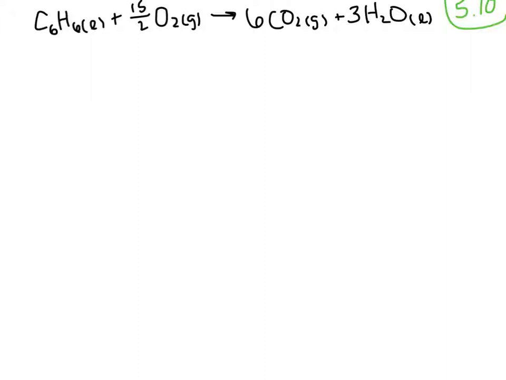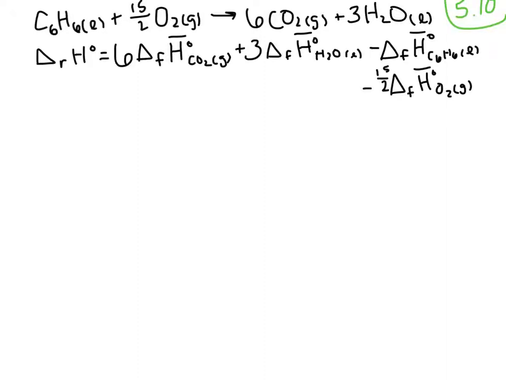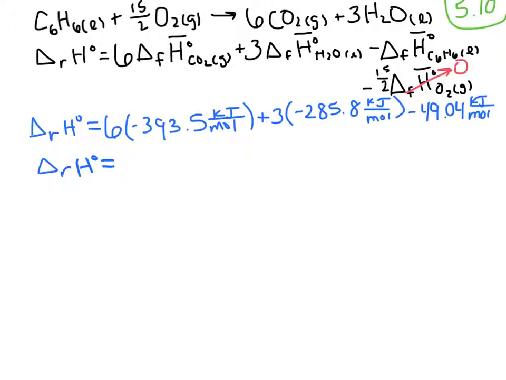By calculating delta H, we can then calculate delta U, and using that with delta S, we can calculate delta A. The first step is to calculate the heat of reaction by subtracting the heat of formation values of the reactants from the heat of formation values of the products. We can plug in our heat of formation values, and we end up with a delta H of negative 3,267.4 kilojoules per mole.